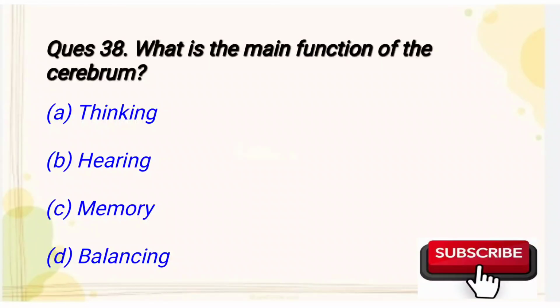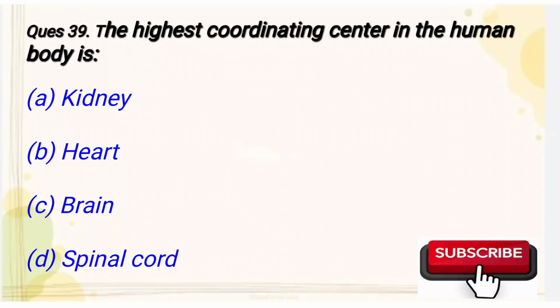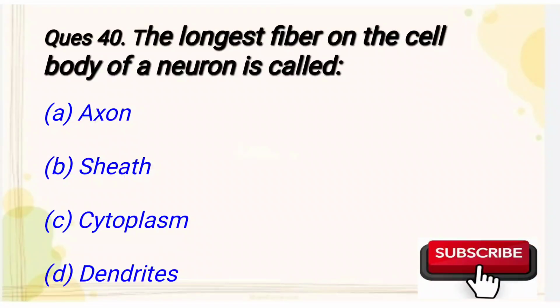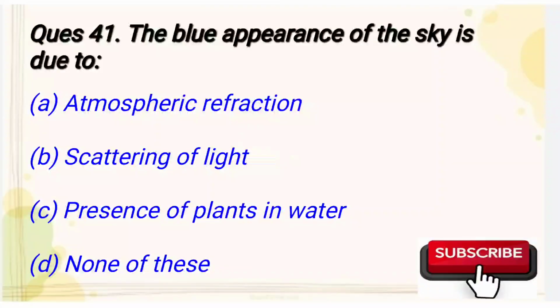What is the main function of the cerebrum? Option A, thinking is the correct option. The highest coordinating center in the human body is? Option C, brain. The longest fiber on the cell body of a neuron is called? Option A, axon.